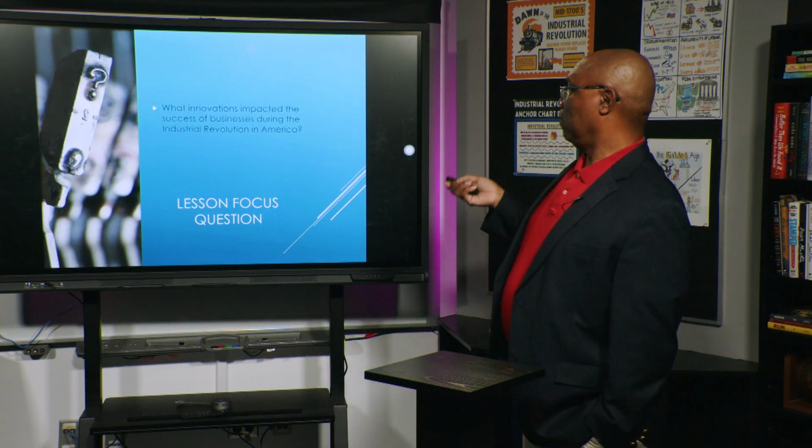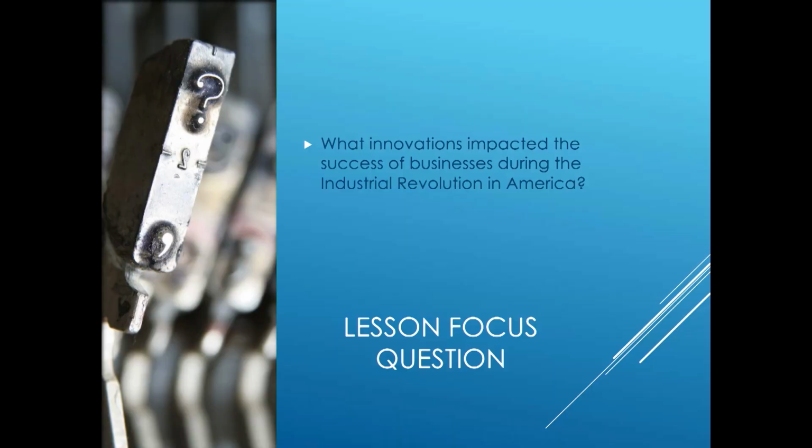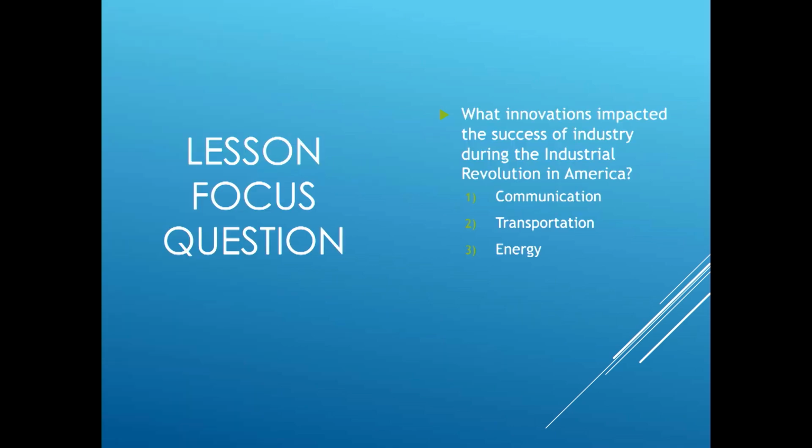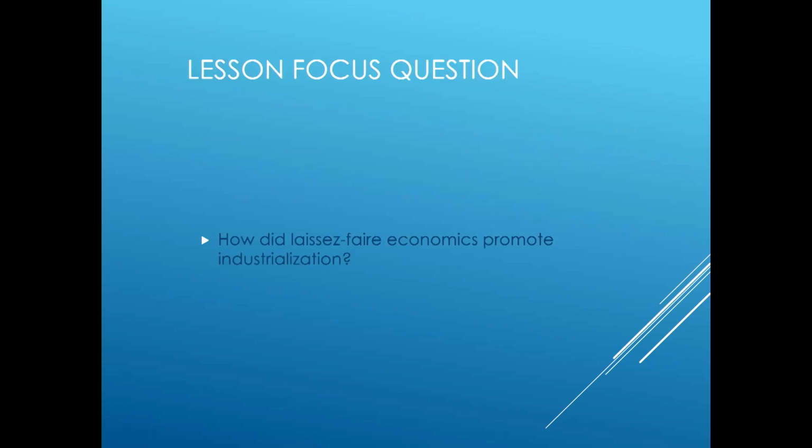Second question in terms of lesson focus: what innovation impacted the success of business during the Industrial Revolution in America? Well, we told you about all those inventions and those inventors. And so the answer would be innovations in communication, transportation, and energy. Communication: Bell and the telephone, Morse and the telegraph. Transportation: the Duryea brothers and the creation of the Phaeton, and Gustavus Swift and the refrigerated train car. And then in energy, Edison and Westinghouse.